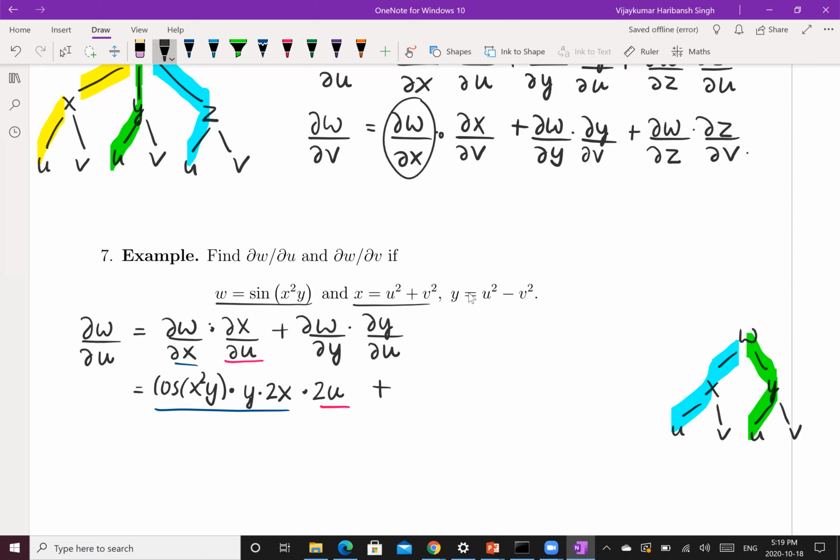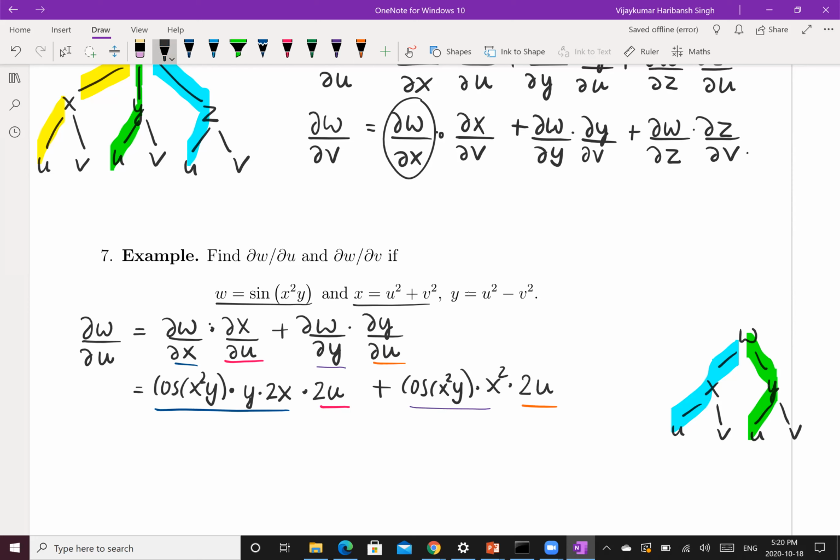Plus, now ∂w/∂y. Again, the derivative of sine is cosine, so cosine of x squared y multiplied by the derivative of the inside, x squared y, with respect to y. That's going to be x squared times ∂y/∂u, which is again 2u. So this part became this and this part became that. So this is your partial derivative with respect to u.